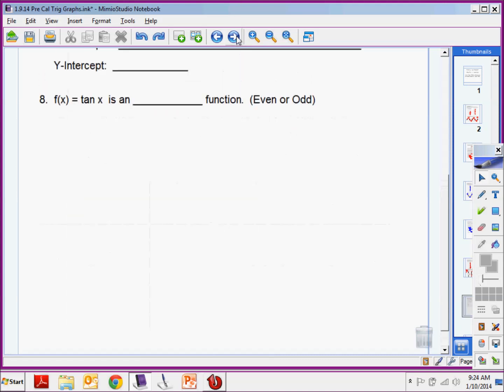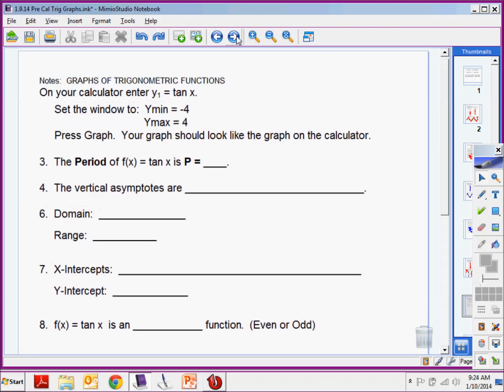Alright, so let's fill in what we know. So what did we say the period was? Pi. So unlike sine and cosine, whose periods were 2 pi, tangent is only 1 pi. Okay? Vertical asymptotes are where? Based on what I see, my vertical asymptotes are at pi over 2. However, if I talk about this in general, I have one at pi over 2 and the pattern continues, pi over 2, 3 pi over 2. Notice that my vertical asymptotes are at odd multiples.